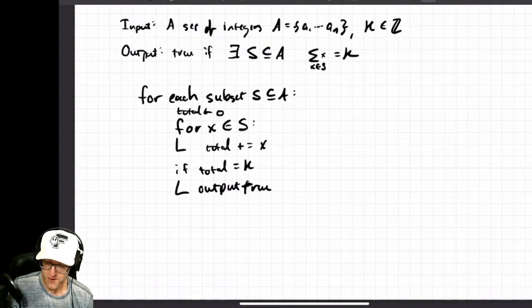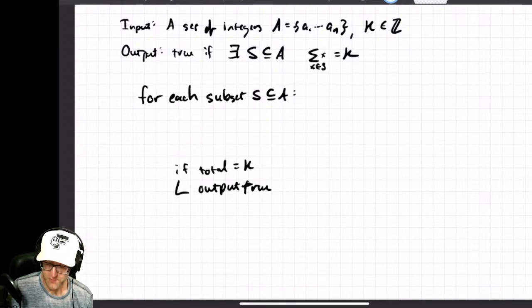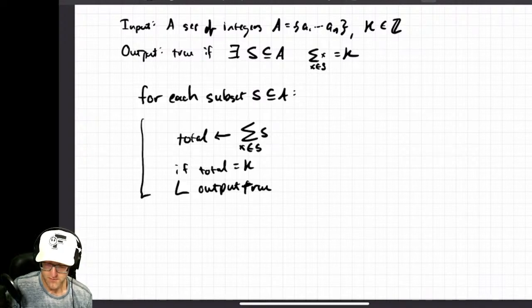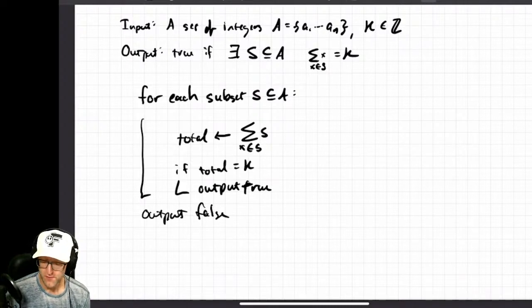But again, the power of pseudocode here: you know how to sum numbers, you know how to write a for loop. All we need is a one-liner here. So the sum, I called it total, I'll keep that, is going to be the summation of all X in S. That's pretty clear, you're using mathematical notation here. Otherwise, we'll output false if we go through all possible subsets and never find one.